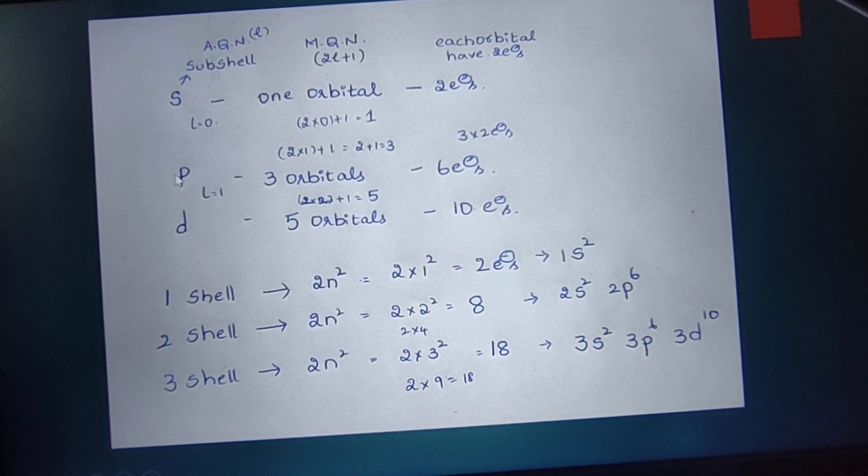Similarly, for the p subshell, if we calculate how many orbitals there will be, l equals 1. Substituting the l value in 2l plus 1, 2 into 1 plus 1 means 2 plus 1, 3. So 3 orbitals will be there. Each orbital will have 2 electrons, so 3 orbitals will have 3 into 2, 6 electrons. Similarly for the d subshell, we get 5 orbitals and 5 into 2, 10 electrons.